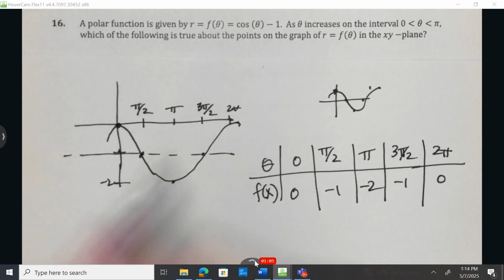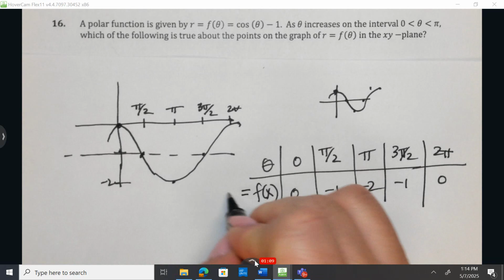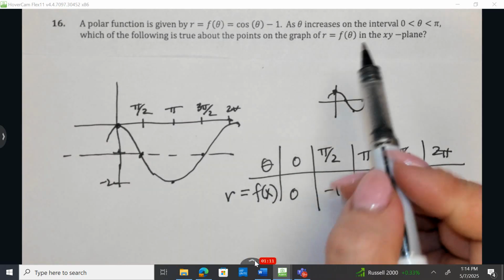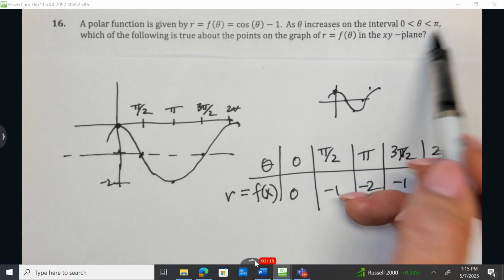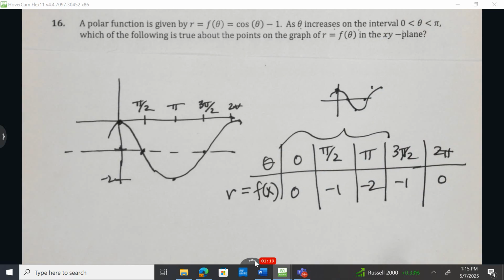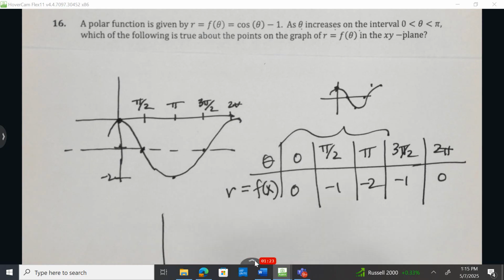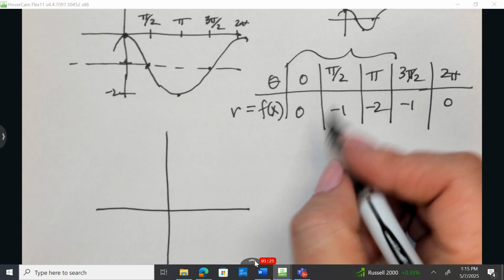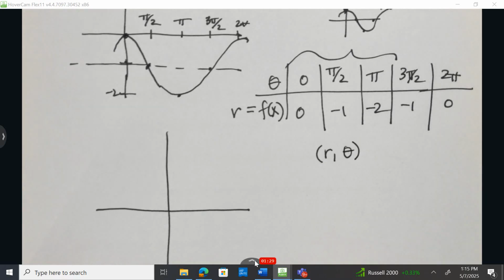Now, what it says here is that f of theta is equal to r. And this question says specifically, as theta increases from 0 to pi, so I want to know this range right here. And I want to graph this now in polar form. That's what I'm going to do. So a quick reminder how polar form works. Polar form is going to be in the form of r, theta when we graph.